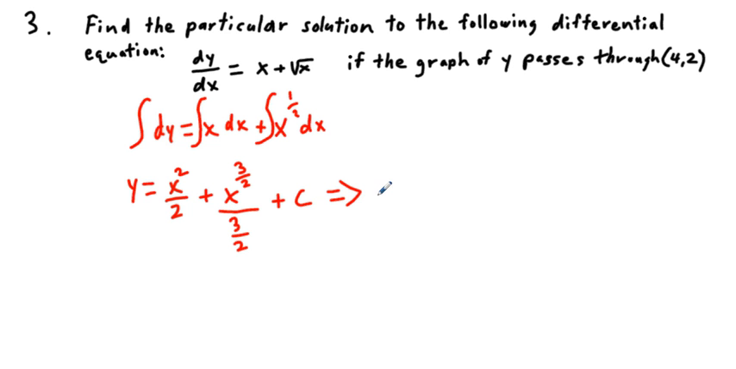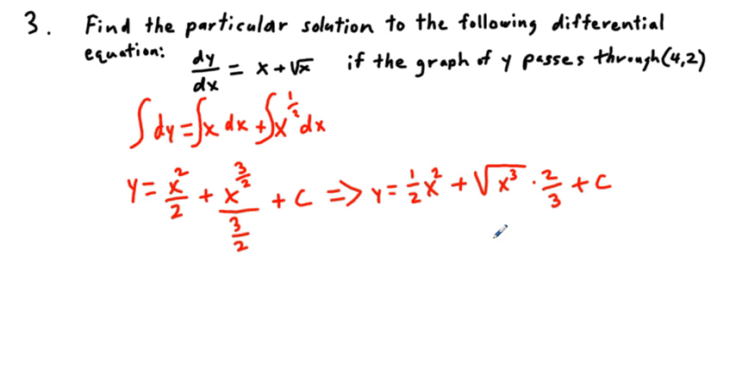We're going to get y equals 1/2 x squared plus x to the 3 halves. That's going to be square root of x cubed, and we're dividing by 3 halves, so we're going to multiply by 2/3 plus c. And so now we're just going to substitute in here, if y passes through 4, 2, what is the particular solution? We're going to substitute here.